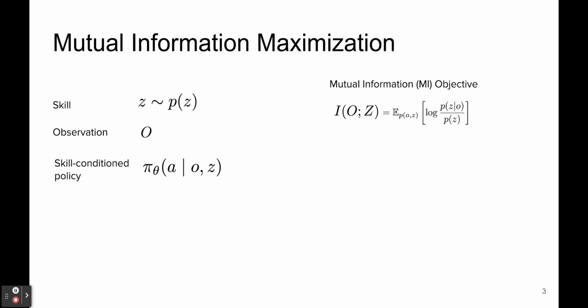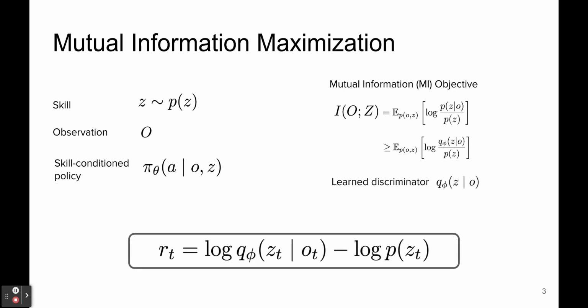This objective is defined as the expectation under the joint distribution of the log of the ratio between the skill distribution conditioned on the observation and the unconditioned skill prior. In practice, we can't compute this expectation exactly because it is intractable to integrate through this joint distribution. So instead, we optimize for a variational lower bound on the mutual information, where Q phi is called the discriminator, and it is trained via maximum likelihood.